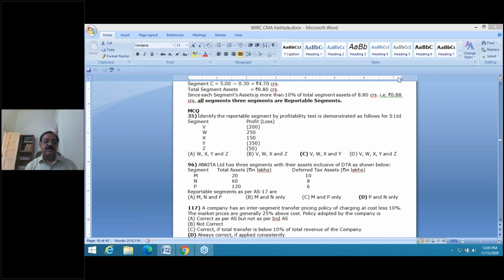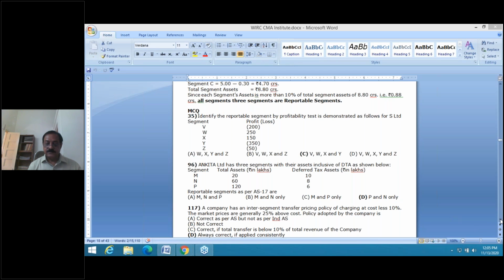M, 20 minus 10 is 10, so not touch, so won't be coming. 60 minus 8, 52 coming. 120 minus 6, 114 coming. So your answer is, friends, as shown here, P and N. Answer is D. This is your past examination sum, friends. I have taken from your papers. So answer is D.